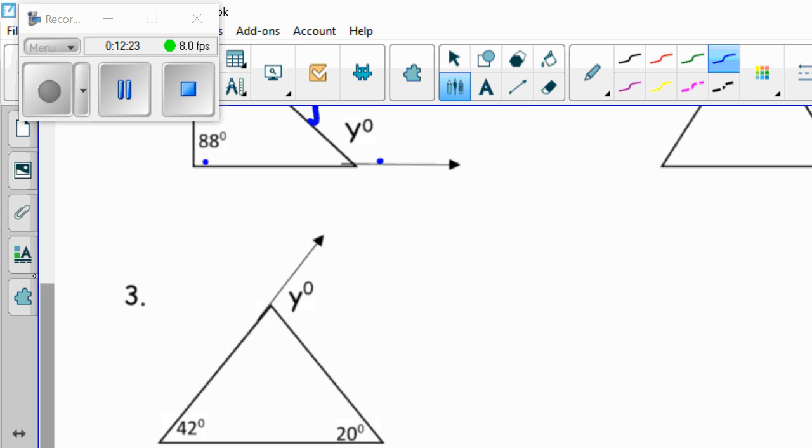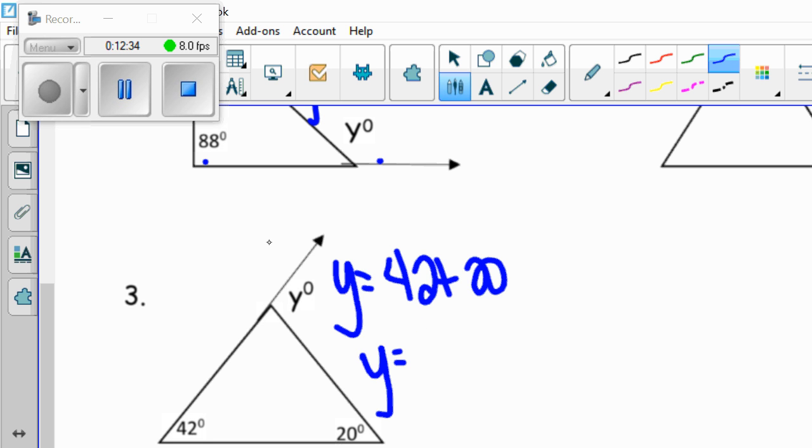Number 3, again, I have an exterior angle and the two non-adjacent angles. So again, y is equal to 42 plus 20. So I get y equals 62 degrees.